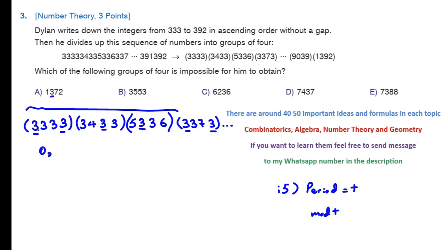Here it's 333. The remainder when divided by 4 is what? For the remainder when divided by 4, you should consider the last 2 digits. For 9, for 11, we have some rules. You should know all of them.